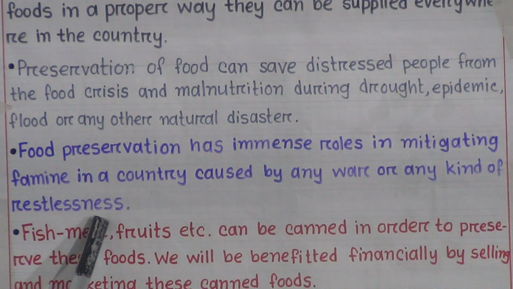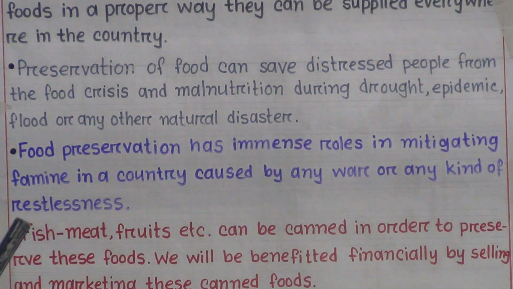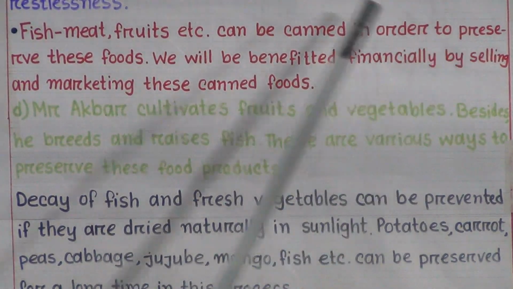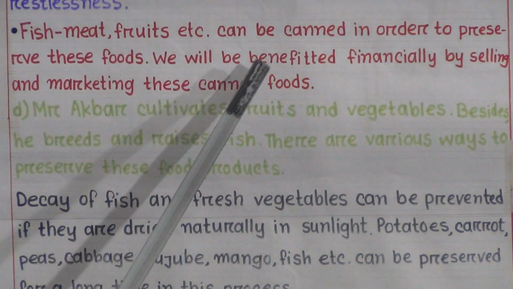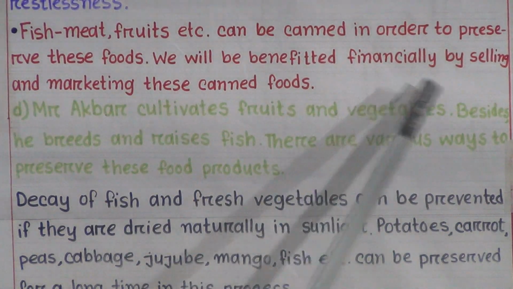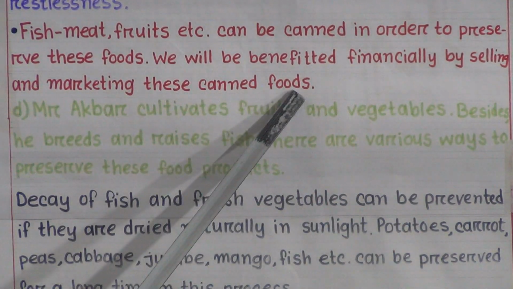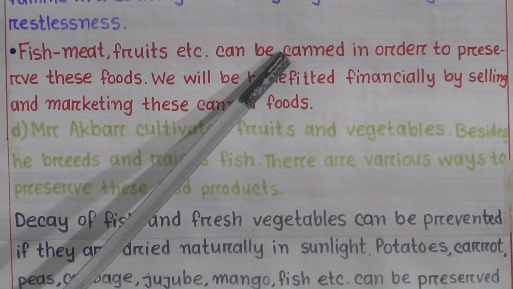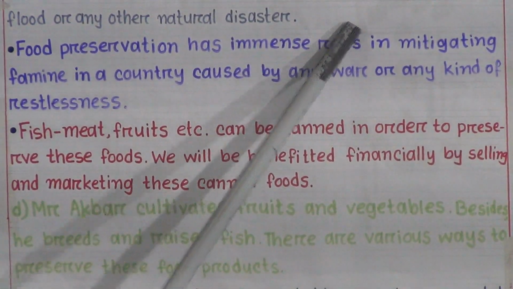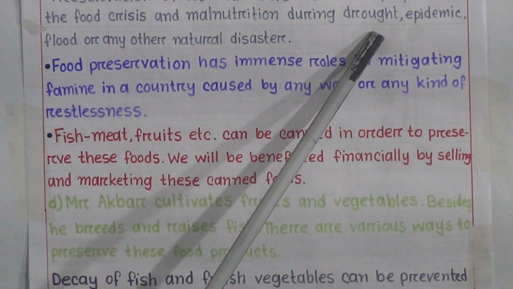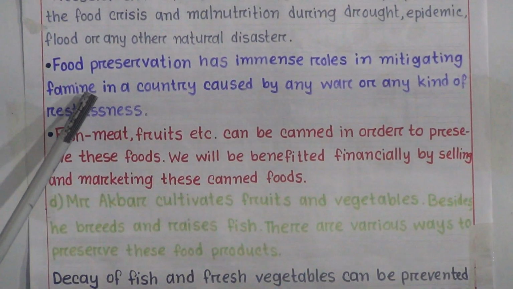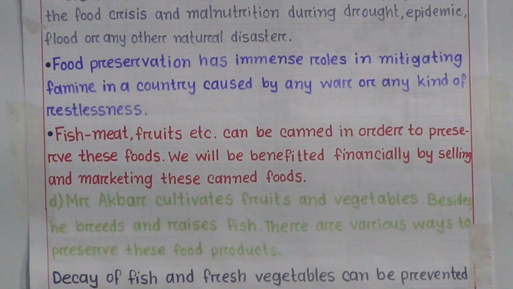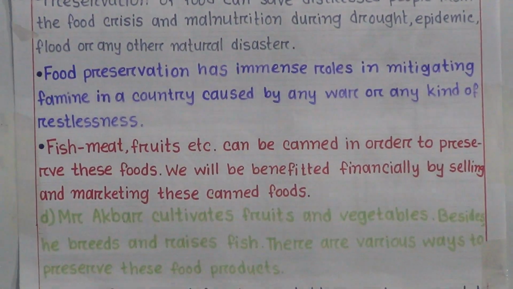Next, food preservation has immense roles in mitigating famine in a country caused by any war or any kind of restlessness. Last one, fish, meat, fruits, etc. can be canned in order to preserve these foods. All can be benefited financially by selling and marketing these canned foods. So by preserving, we can use excess food in future, and we can face drought, epidemic, flood, or any kind of famine. So food preservation is very important for our future, for our everyday life.